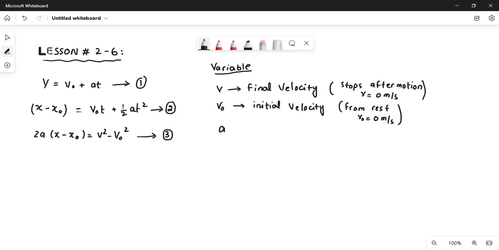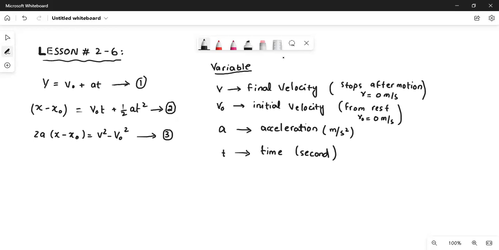The third thing is a, for acceleration, and acceleration of the object is the rate of change in velocity, how the velocity is changing, and its unit is meter per square second. The fourth thing is time, t, and the unit we need here is seconds. We don't need hours, we don't need minutes, we need seconds. So whenever we solve any problem, first we check our units: velocity is meter per second, acceleration is meter per square second, and time is in seconds.